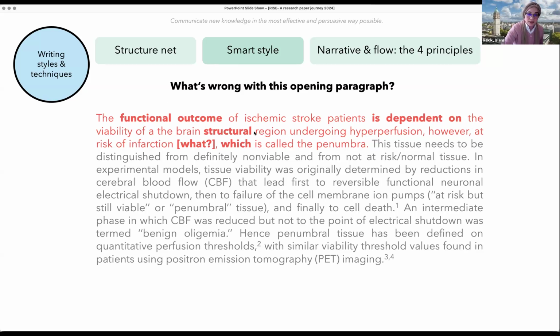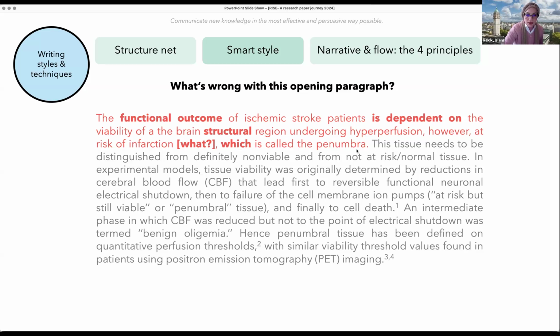The word structural here is not very clear, so it's a jargon word. Some people may not know what it is. A structural region, just saying, okay? There are, of course, some clinical terms such as hyperperfusion, penumbra. However, at risk of infarction, of what is at risk of infarction, right? So it's not clear. What is it? What is the object here? So it's like the writing is very confusing. It's unclear.